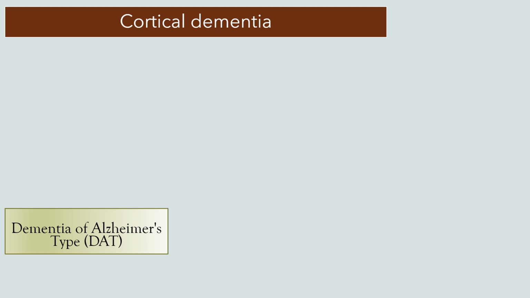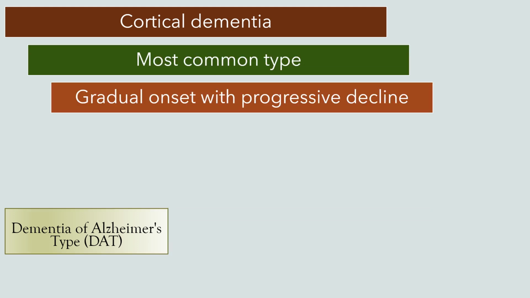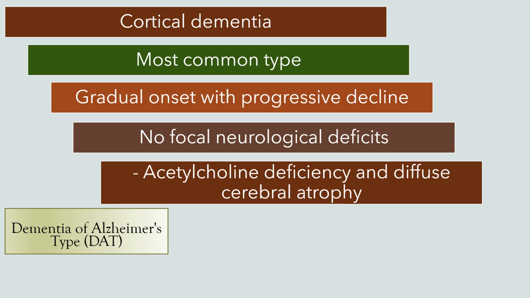Dementia of Alzheimer's type is referred to as DAT. It's a cortical dementia. It's the most common type. It's gradual onset with progressive decline. No focal neurological deficits. Acetylcholine deficiency and diffuse cerebral atrophy.